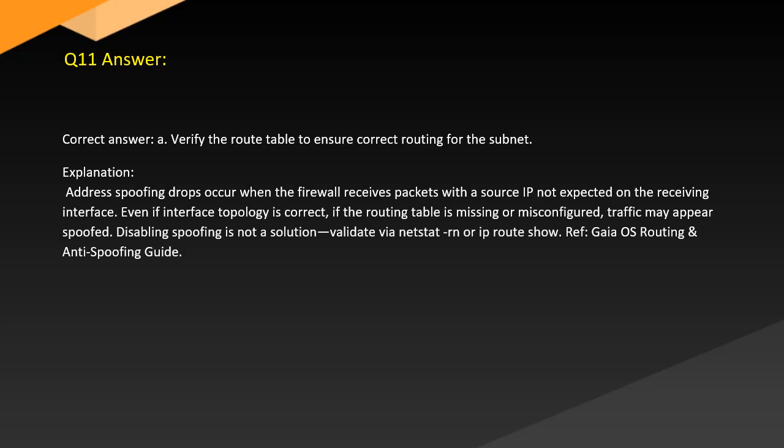Answer. Correct answer: A. Verify the route table to ensure correct routing for the subnet. Explanation. Address spoofing drops occur when the firewall receives packets with a source IP not expected on the receiving interface. Even if interface topology is correct, if the routing table is missing or misconfigured, traffic may appear spoofed. Disabling anti-spoofing is not a solution. Validate via netstat -rn or ip route show. Ref. Gaia OS routing and anti-spoofing guide.